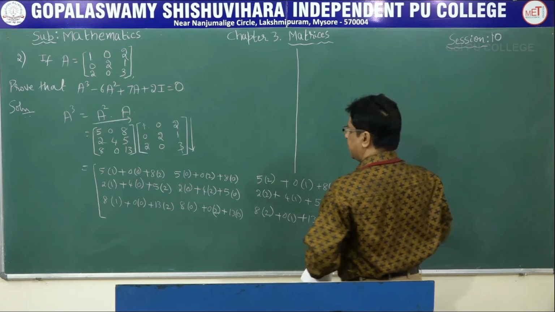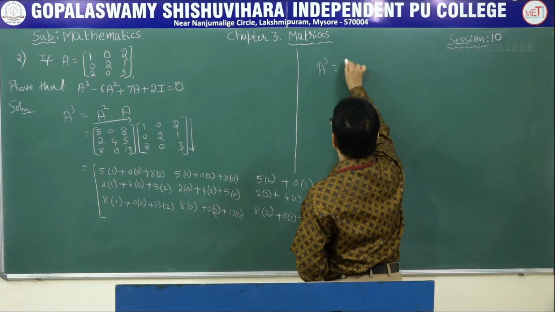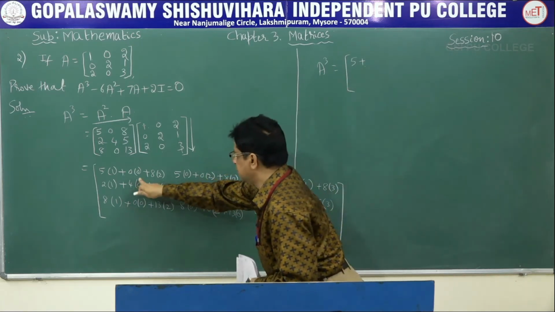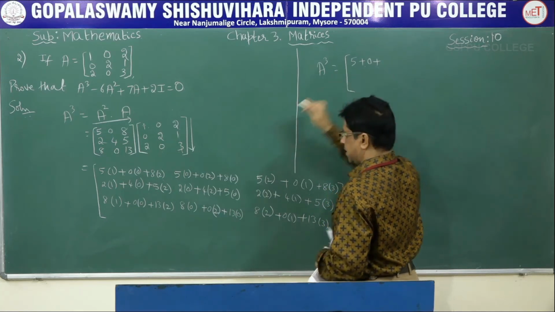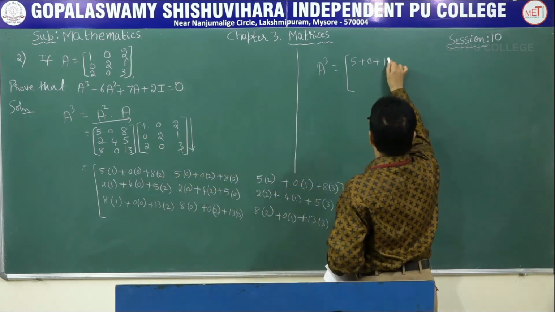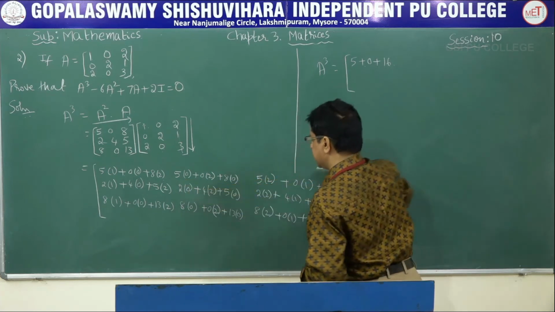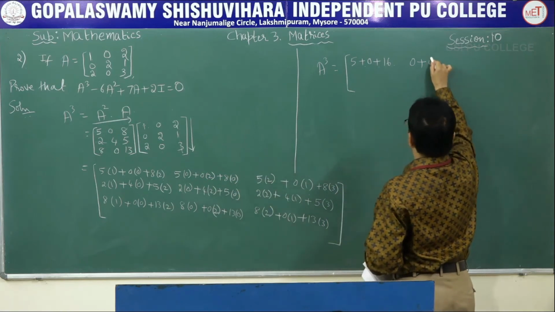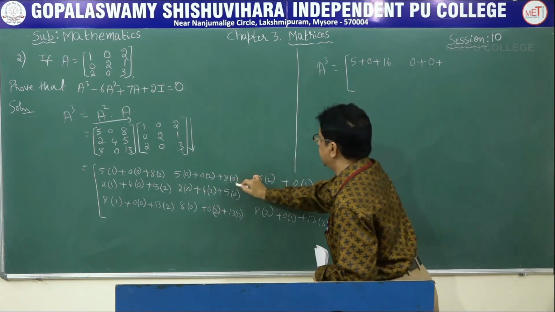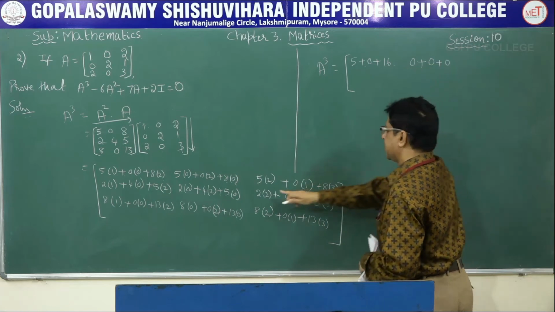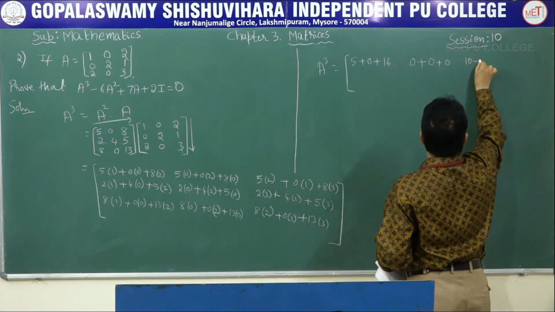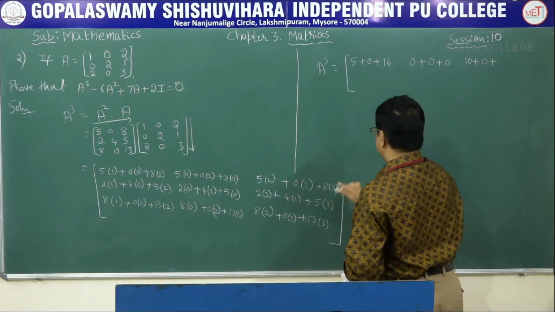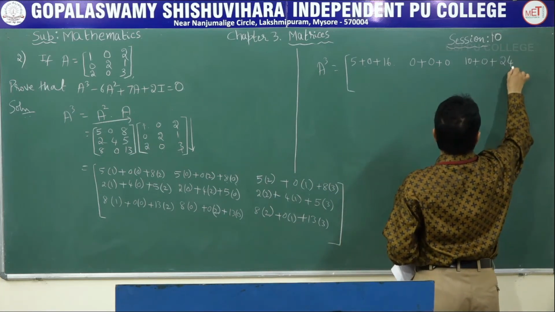So next, A cube will be equal to 5 ones are 5 plus 0 into 0, 0, plus 8 twos are 16. So 5 into 0, 0, plus 0 into 2, 0, plus 8 into 0, 0. 5 twos are 10 plus 0 into 1, 0, plus 8 threes are 24.